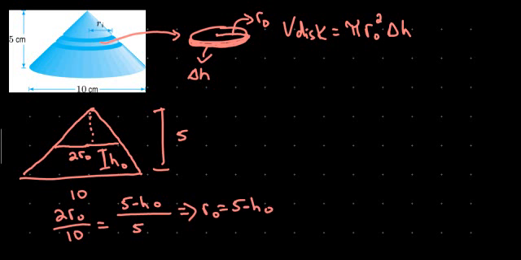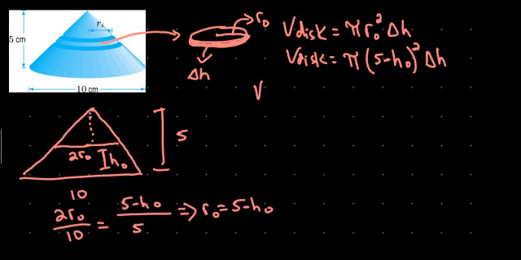Okay. So now going back up here into our volume, we have the volume of the disk equals pi R naught squared, which is 5 minus H naught squared times delta H. Okay, now if we created one of these disks for every H naught and then added them all up, we're going to get a great approximation of the volume of this cone.